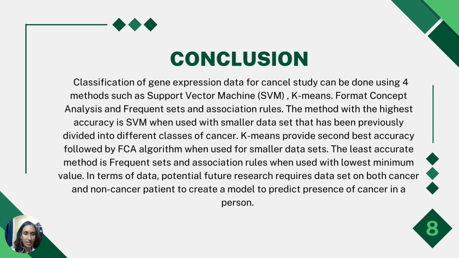As a conclusion, classification of gene expression data for cancer study can be done using 4 different types of method, which are support vector machine SVM, k-means, formal concept analysis known as FCA, and also frequent sets and association rules. The method with the highest accuracy is SVM when used with a smaller dataset that has been previously divided into different classes of cancer. K-means provides the second best accuracy, followed by the FCA algorithm when again used with smaller datasets. The least accurate method is the frequent sets and association rules when used with the lowest minimum value.